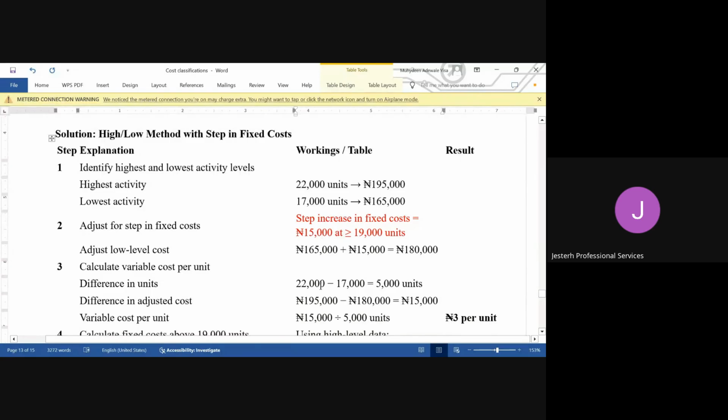Now we need to adjust it based on the lower level of activities. The lower level of activities, they give us 17 units, with the associated cost of 165,000.